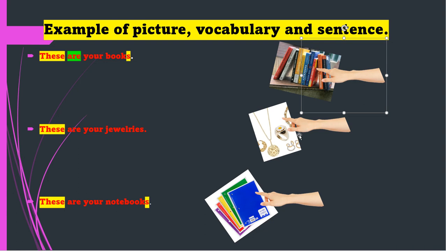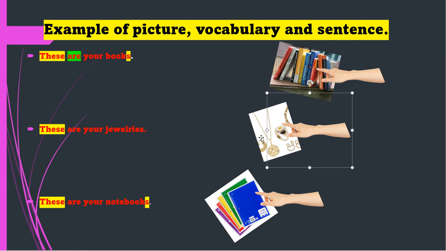So if you see, there's a lot of jewelries and it touches by the hand and we use are, because this is a plural subject. So the subject we're talking about is more than one. Okay, next. These are your notebooks.